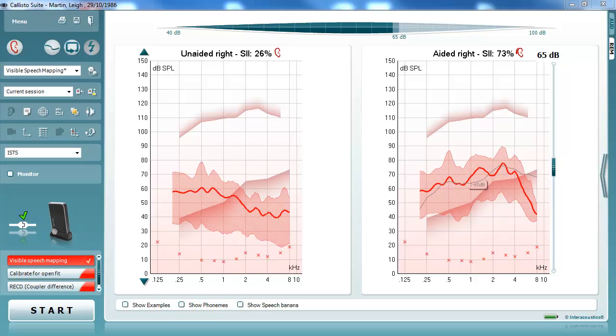Be aware that the calculation behind the Speech Intelligibility Index takes into account that all speech information must be at a comfortable level. Thus, very high intensities might result in poor discrimination and therefore show a lowered speech intelligibility number.